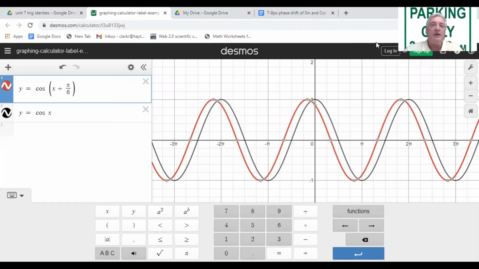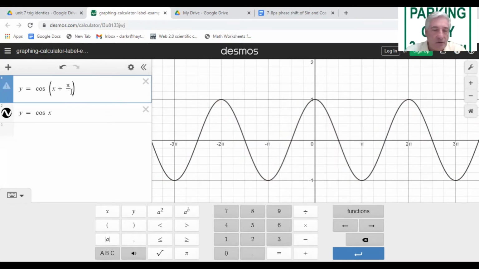What did I do? I took the regular sine curve here and my new function in red. All I did was move it over 30 degrees. I moved it over 30 degrees. What happens if I move it over 90 degrees?